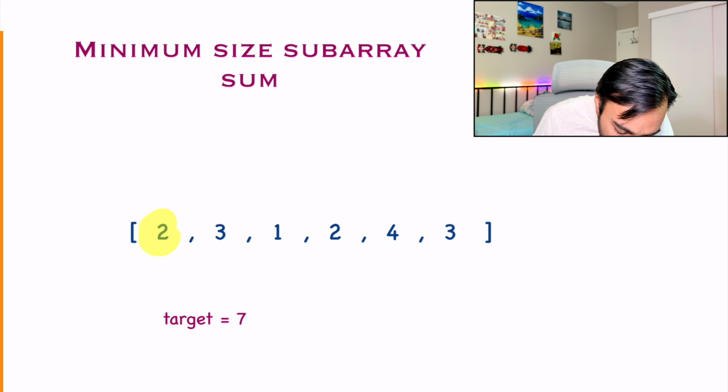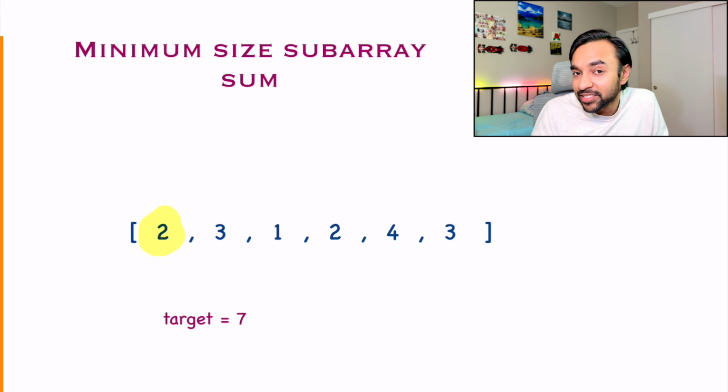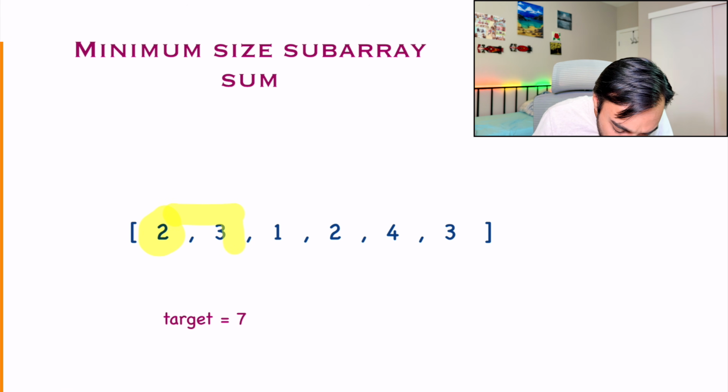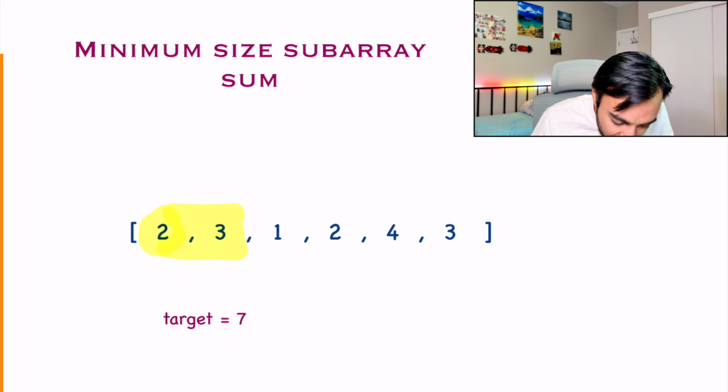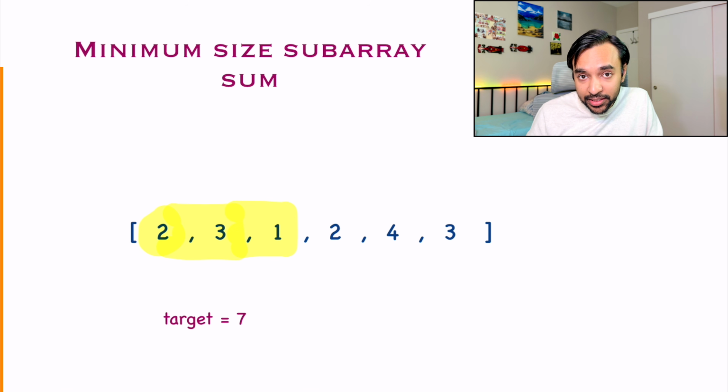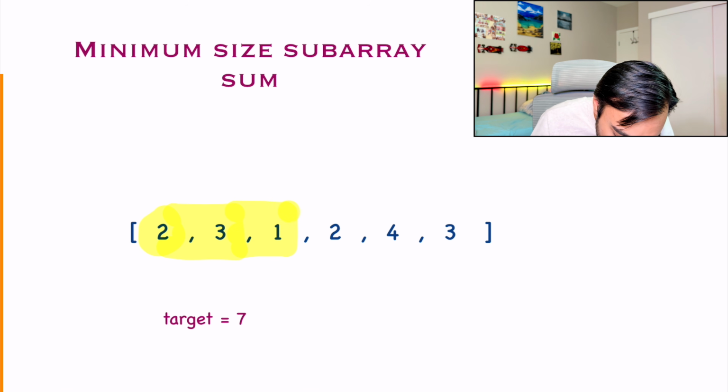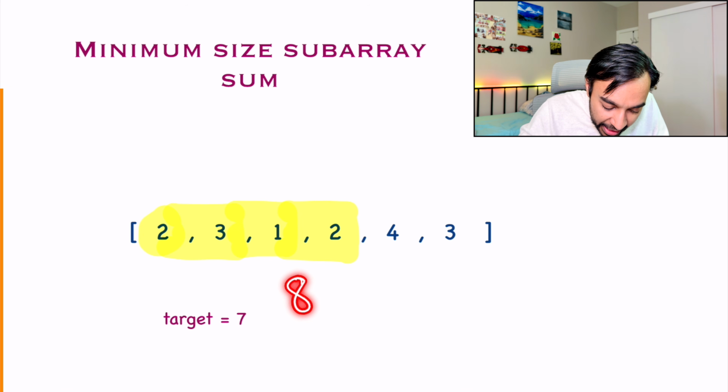You take up the first element. The sum is 2. It is less than 7, so you don't have to worry. You do 2 plus 3. It is still 5, so it is still smaller. I add one more element. The sum is 6. Still less than 7. And now I add one more element. The total sum now becomes 8.